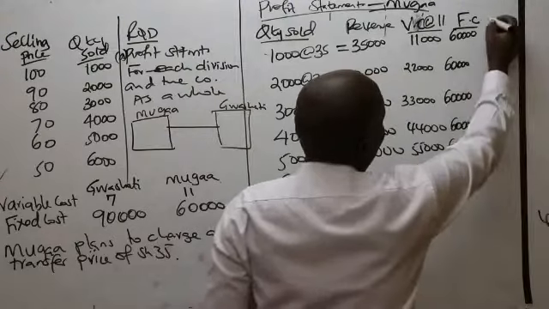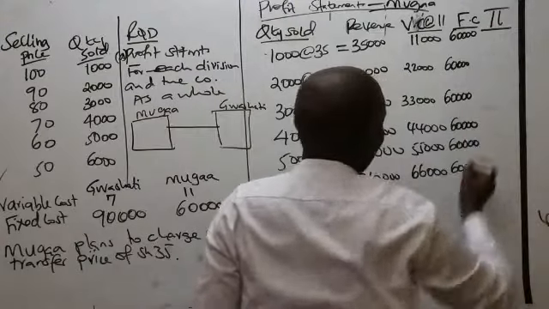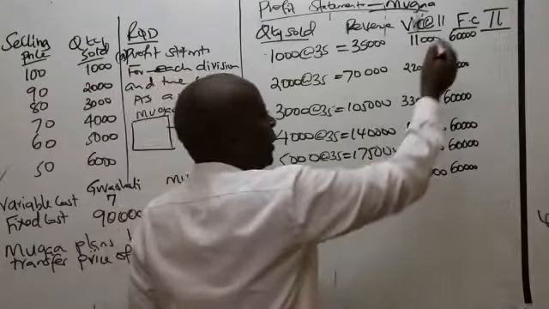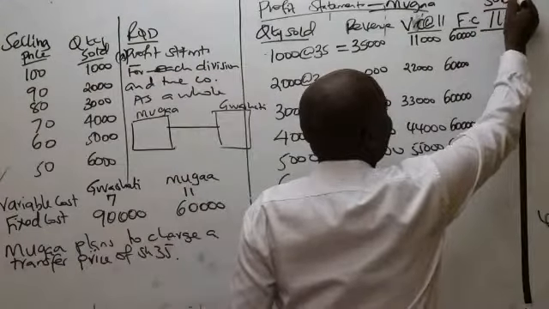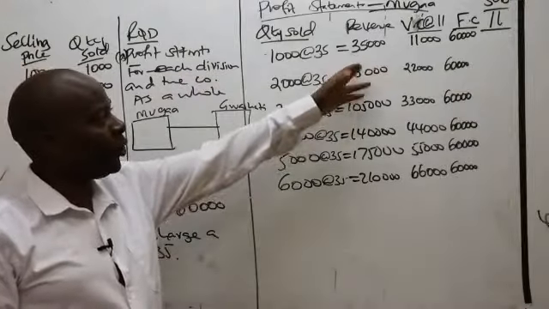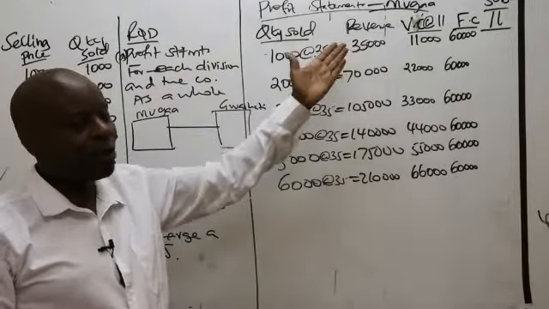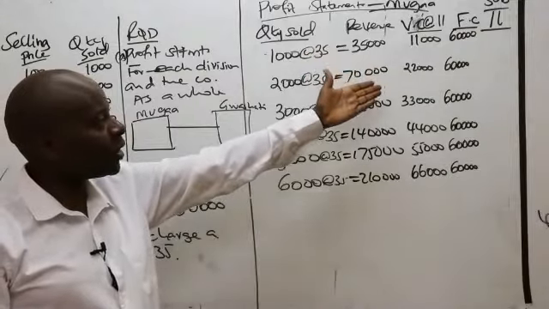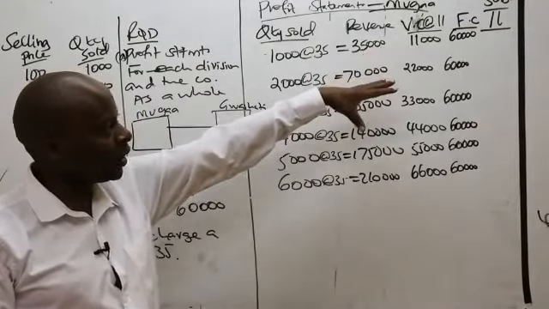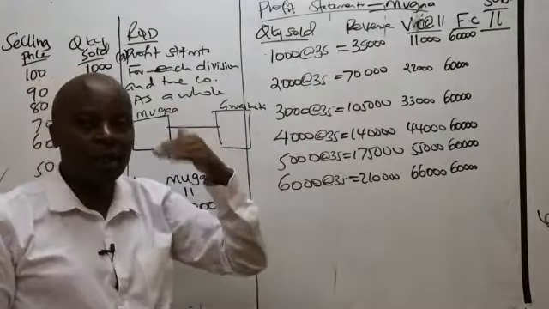So could you kindly then come and give me the profit there in shillings thousands? Remember, profit is revenue minus all the costs. So we have 35,000 minus variable cost of 11,000 minus fixed cost of 60,000. I expect you great students here to give me answers.